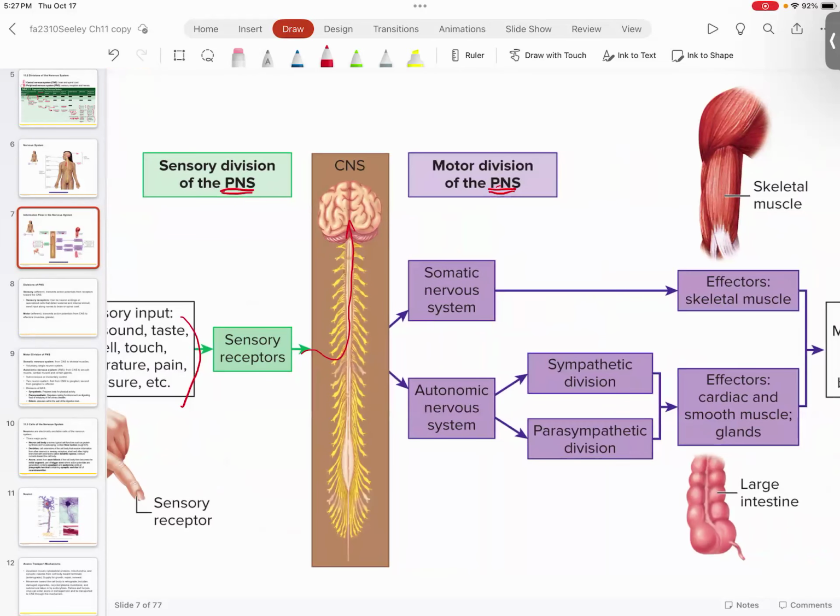And so you'll either send it back down and it'll go through either the somatic nervous system, where you will contract your skeletal muscles, or it'll go through your autonomic nervous system, where it will either activate the sympathetic nervous system or the parasympathetic, depending on the nature of the message that the CNS is sending out.